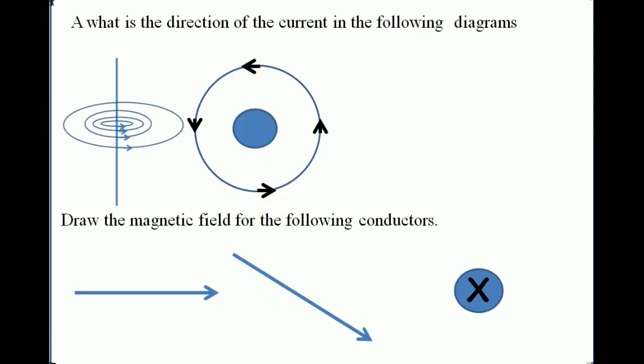So these are the questions you can try. So in this question you have to find the direction of current. Out here direction of magnetic fields are given, and in this diagram you have to draw the magnetic field line of these conductors. So we have already done this kind of question in the video.